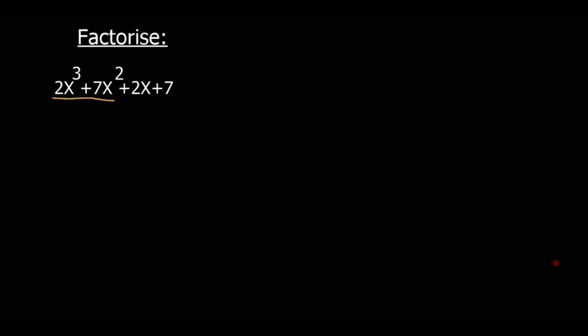And then from here, we take the highest common factor. Remember, we take the highest, not the lowest. So the highest common factor is x squared. And then from here, we take each term, right, divide by the common factor. This means we write 2x cubed divided by x squared.